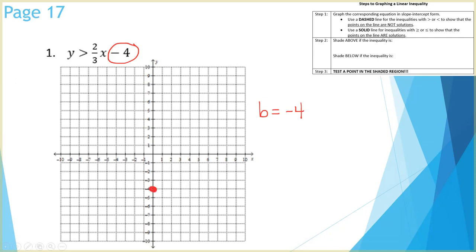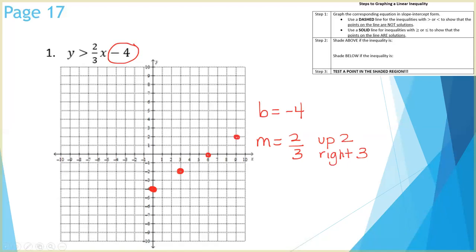And then the slope, which is m, is 2/3, and we use m because that tells us how to move. So because it's positive, we're going to go up 2 and then to the right 3. We always go to the right. So from this point where we began, go up 2, 1, 2, to the right 3, 1, 2, 3, put a point. And then repeat. From this point, go up 2, to the right 3, put a point. And then up 2, to the right 3, put a point.